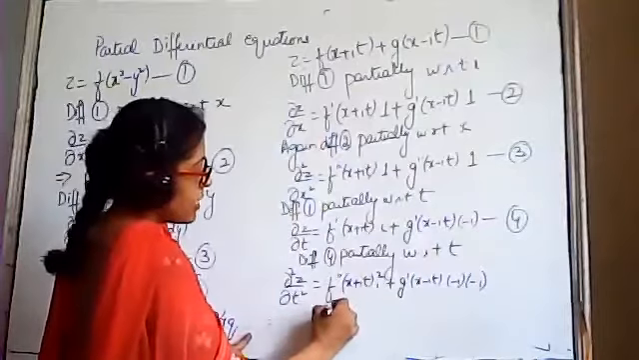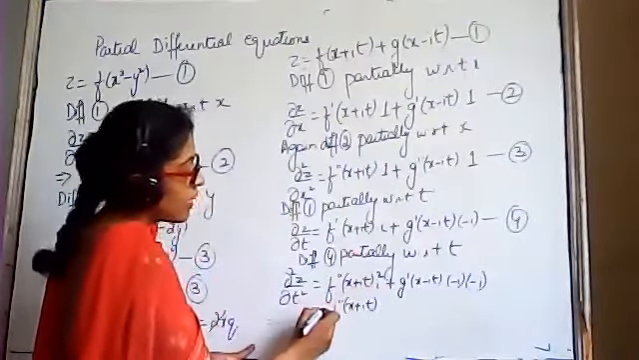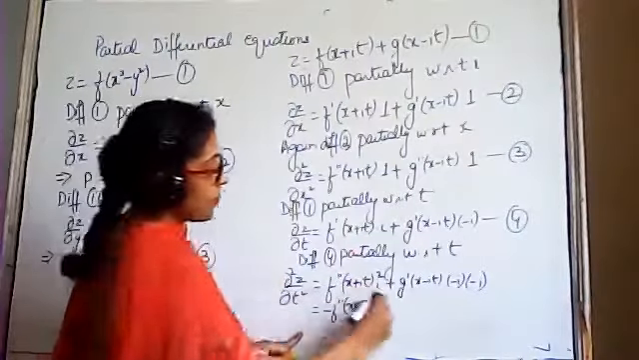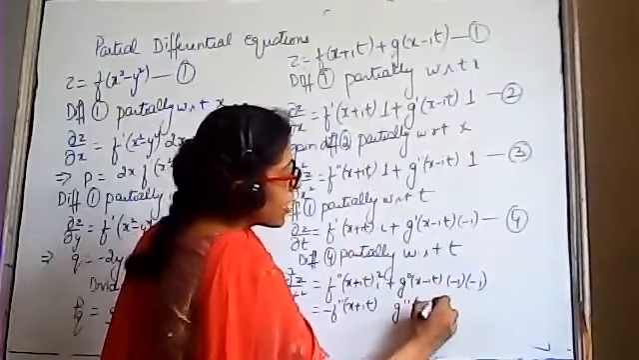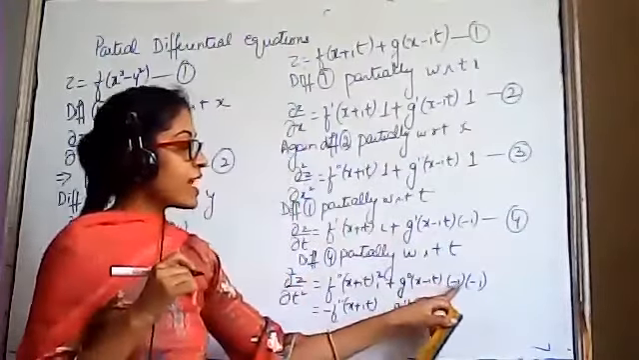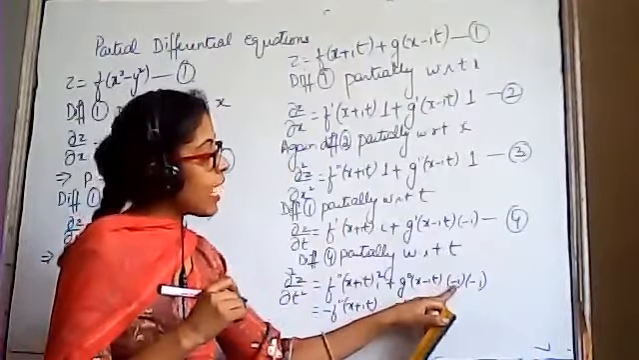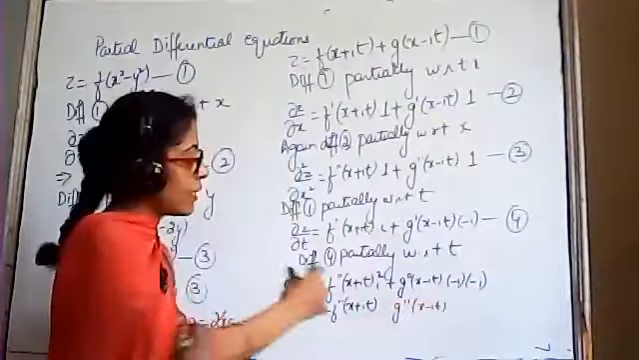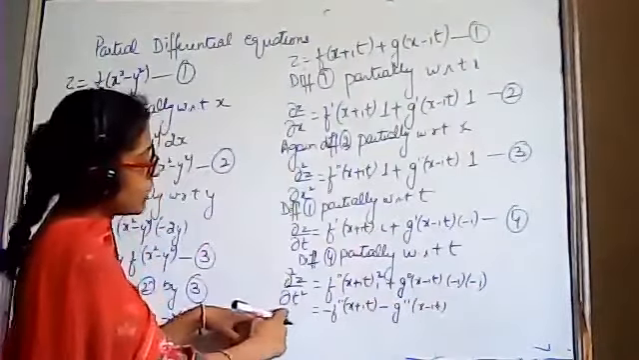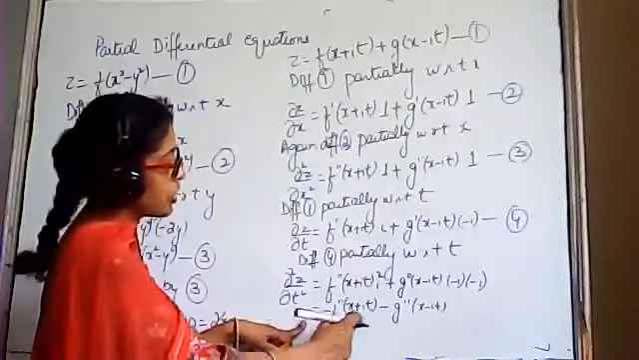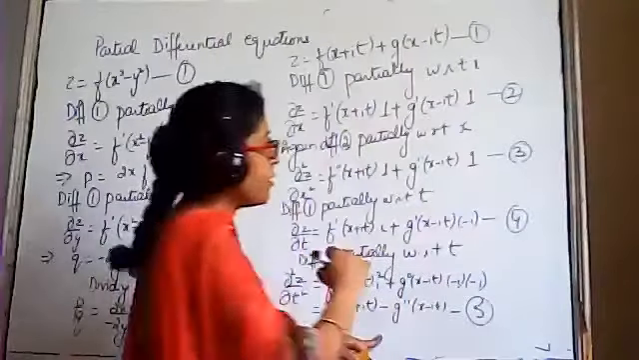Okay, so this will be equals to f double dash x plus iota t into iota square, and iota square is minus 1, plus g double dash x minus iota t. This minus sign and this minus sign will be positive sign. Inside the brackets, it will be iota into iota, which is iota square, and iota square is minus 1. So we get curly square z upon curly t square as minus f double dash x plus iota t minus g double dash x minus iota t.